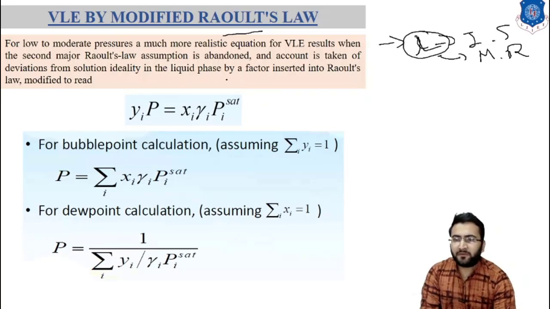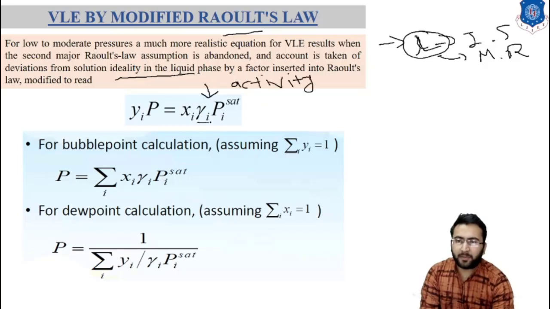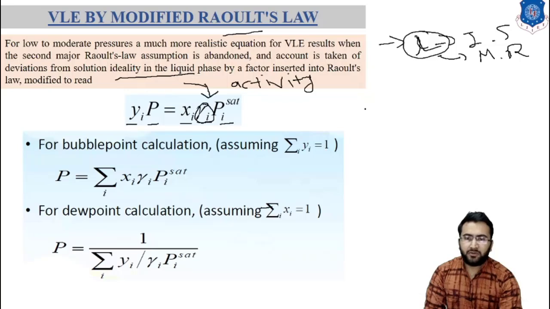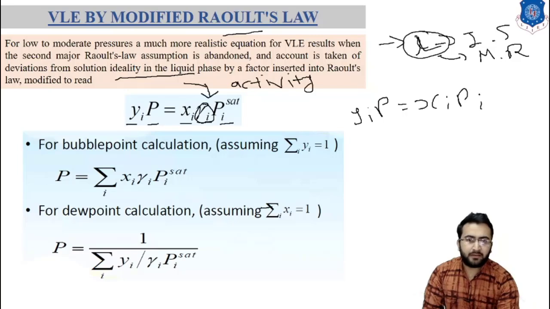Due to the deviation from ideality in the liquid phase, modified Raoult's law introduces a new term known as the activity coefficient, denoted by gamma. So modified Raoult's law is given by yi P is equal to xi gamma i Pi saturated, where the non-ideality of the liquid phase is denoted by this activity coefficient. Raoult's law, on the other hand, is given by yi P is equal to xi Pi saturated.